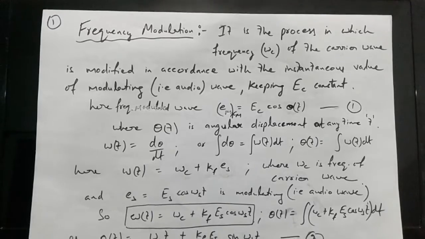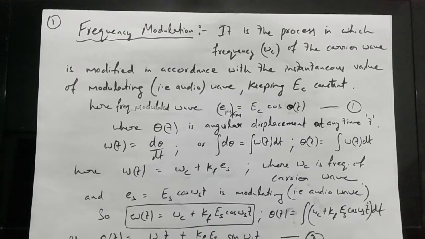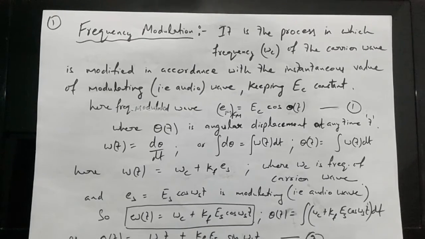Now, first of all, frequency modulation. As we know that if you want to transmit some signal, it may be an audio signal or a video signal, from one place to another, you need some carrier wave, and this audio or video signal is superimposed on that carrier wave, and the process is called modulation.